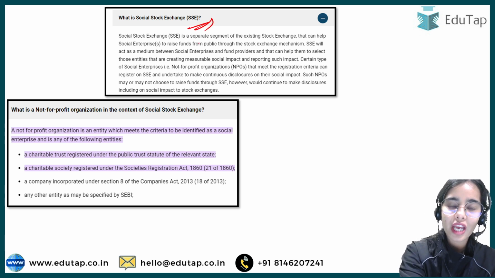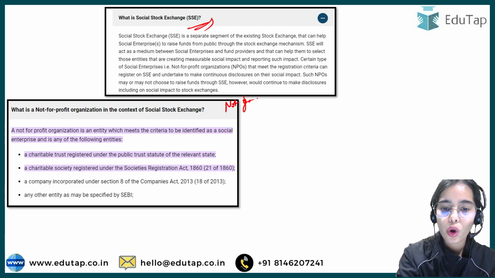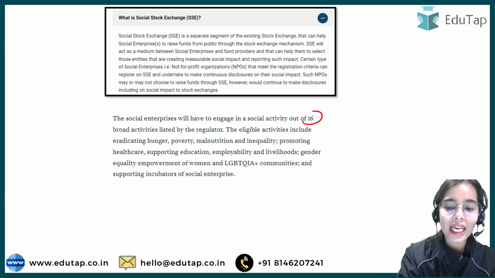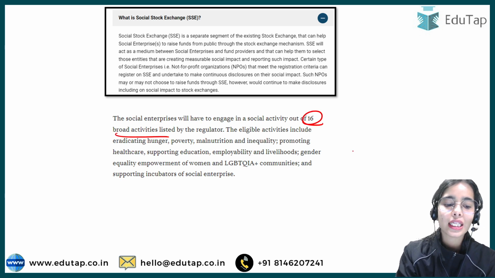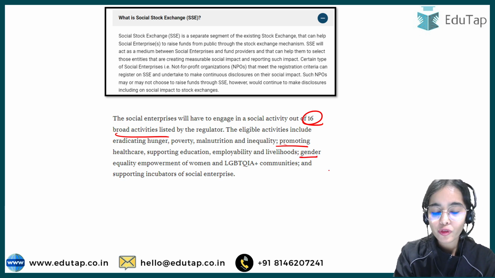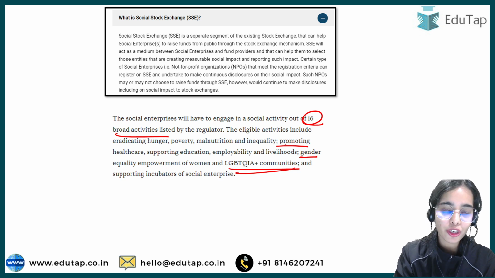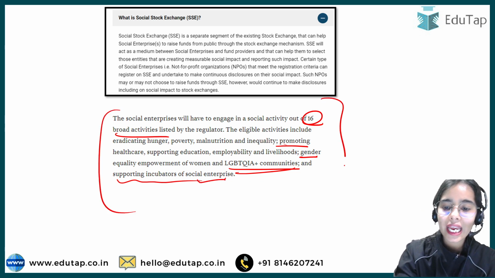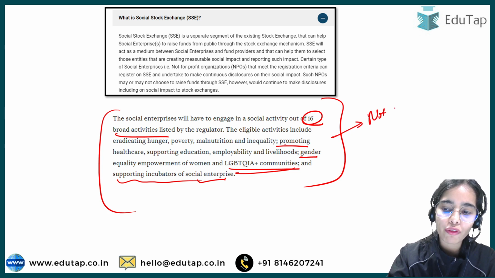So on the social stock exchange, we have understood what not-for-profit organizations are. Not-for-profit organizations are considered social enterprises, first of all, if they are engaged in any of these 16 broad activities. That is, they are eradicating hunger, poverty, malnutrition, inequality, or they are promoting healthcare, education, employability, livelihood, or they are promoting gender equality, the empowerment of women and of different communities, and supporting the incubators of social enterprises.